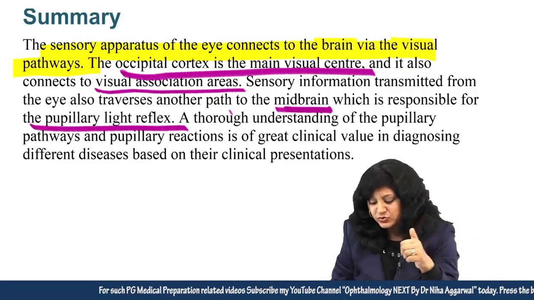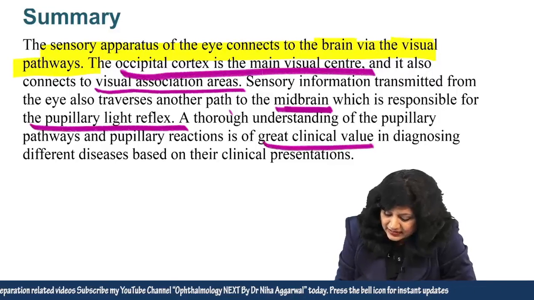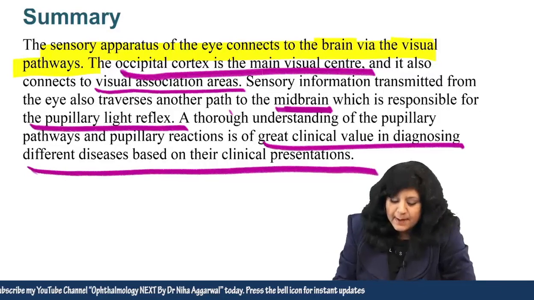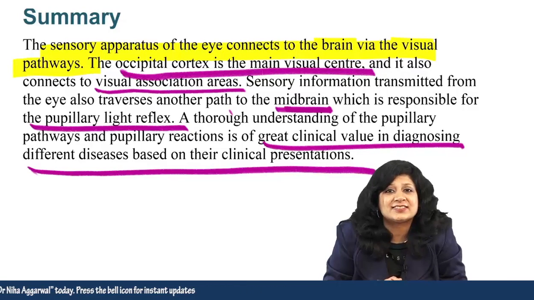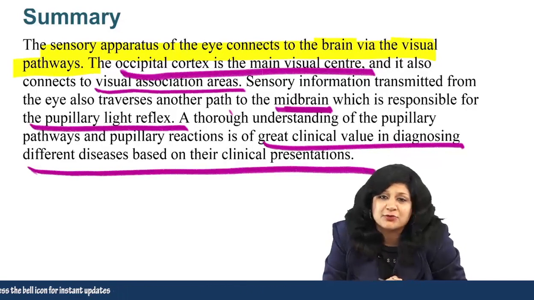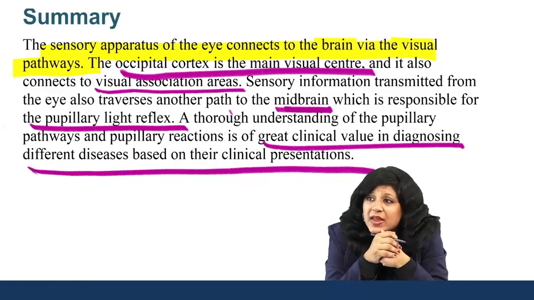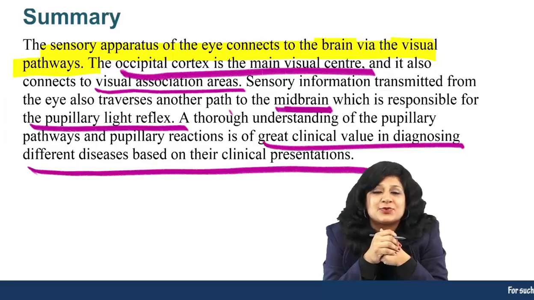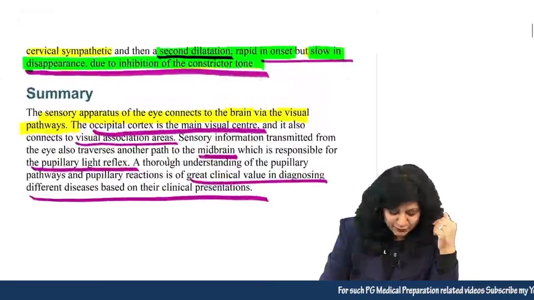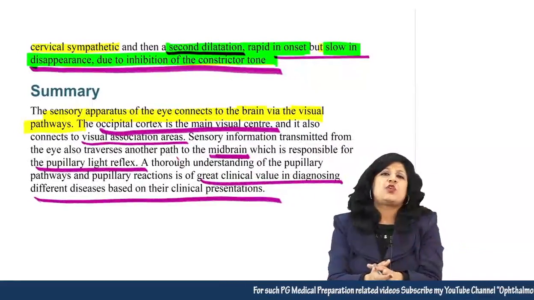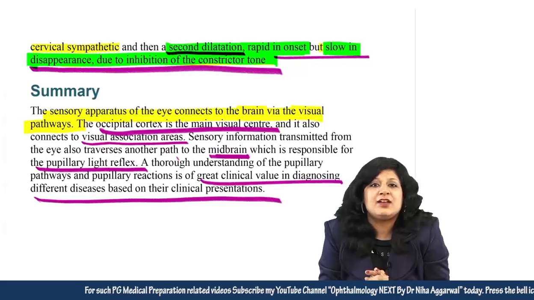So, a thorough understanding of the pupillary pathways and the pupillary reactions is of great clinical value in diagnosing different diseases based on the clinical presentation. Whenever we have neuro-ophthalmology, pupillary reactions and their abnormalities play an important role. Whenever we read the visual pathway, it is always important to read the visual reflexes too. So, I think this completes your chapter number 4, quite an important one, where the neurology is being integrated with the ophthalmology along with the radiology.